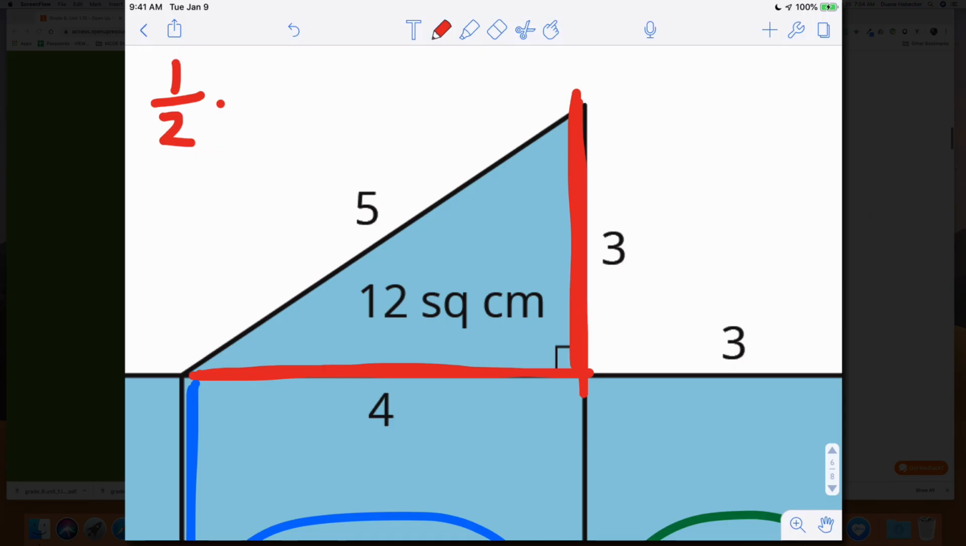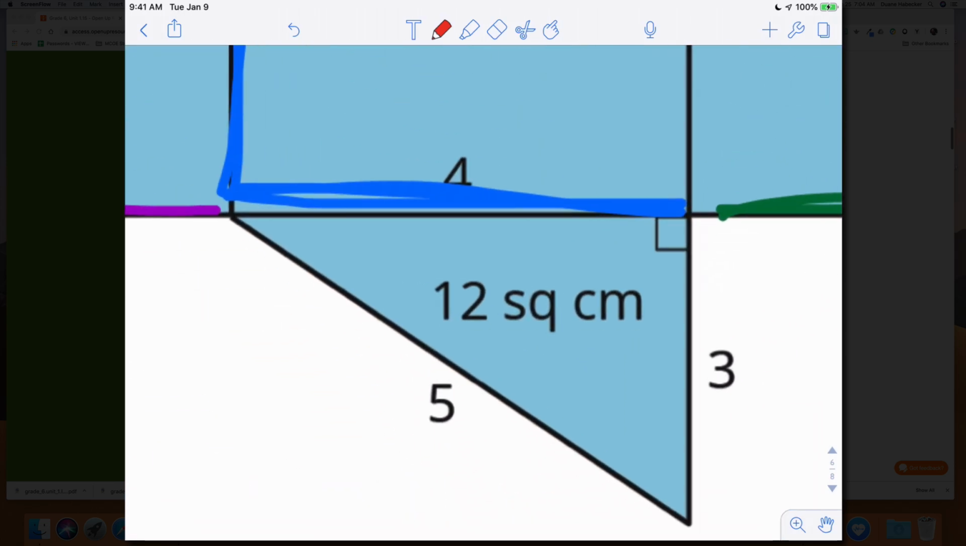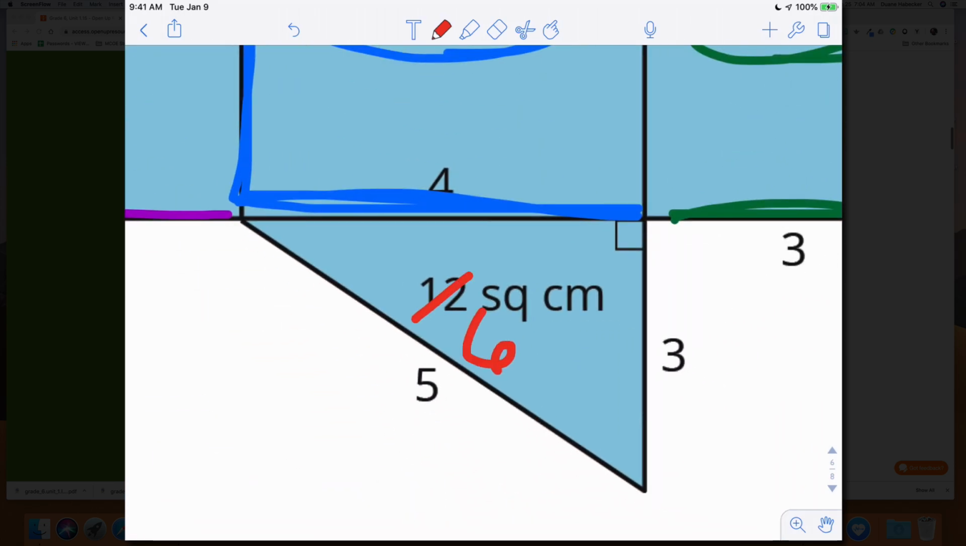1/2 times base times height. So that's 4 times 3, which is 12, but then we have to divide by 2. So 4 times 3 is 12, divide by 2 is 6. There's our mistake. That should actually be 6 square centimeters, which means this is also 6 square centimeters because it has a base of 4 and a height of 3. And for this triangle, that 5 is not needed.